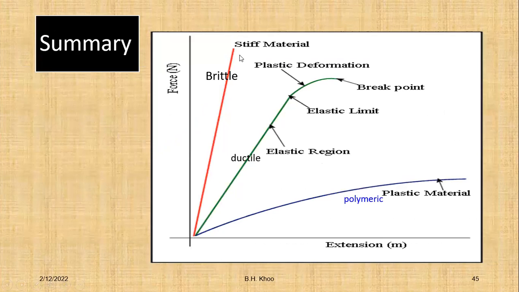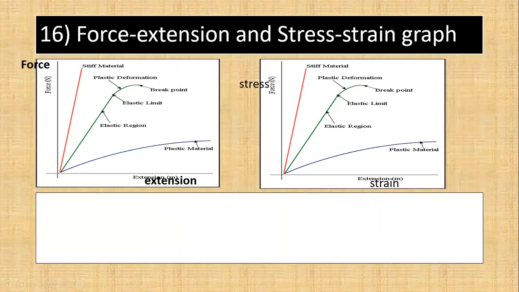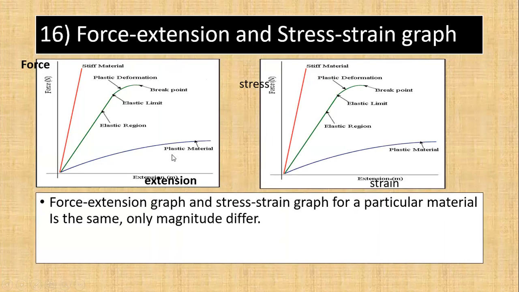So to summarize, brittle is this one. A lot of force is required for a small extension. Ductile is this one. There's a small area there. Polymeric, the rubber band, is easy to stretch, small force plus extension. Right? You need to memorize. It can be a force extension graph, or the same, you can call it a stress strain graph. The shape is the same, only the magnitude is different as well.